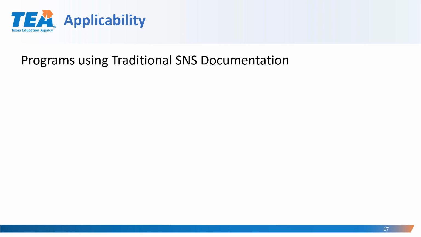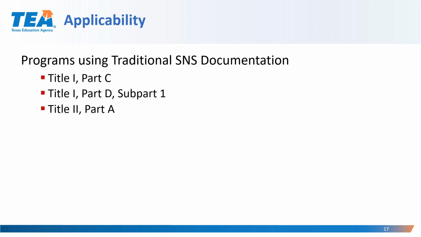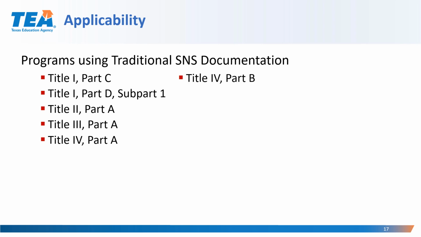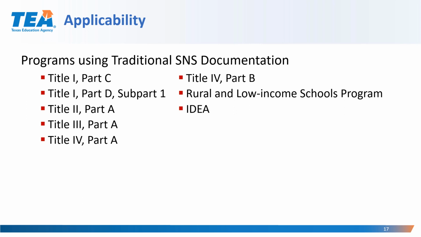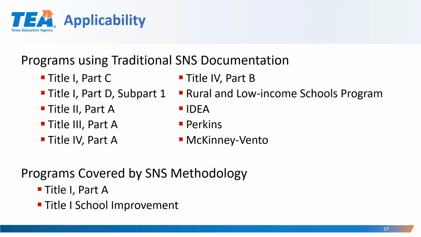Programs that use the traditional Supplement Not Supplant documentation include Title I Part C, Title I Part D Subpart 1, Title II Part A, Title III Part A, Title IV Part A, Title IV Part B, the Rural and Low-Income School Program, IDEA, Perkins, and the McKinney-Vento Program. Programs that are covered by the Supplement Not Supplant methodology are Title I Part A and Title I School Improvement.